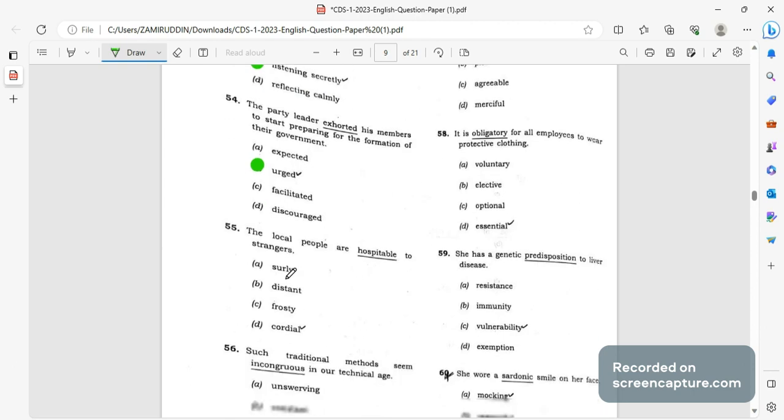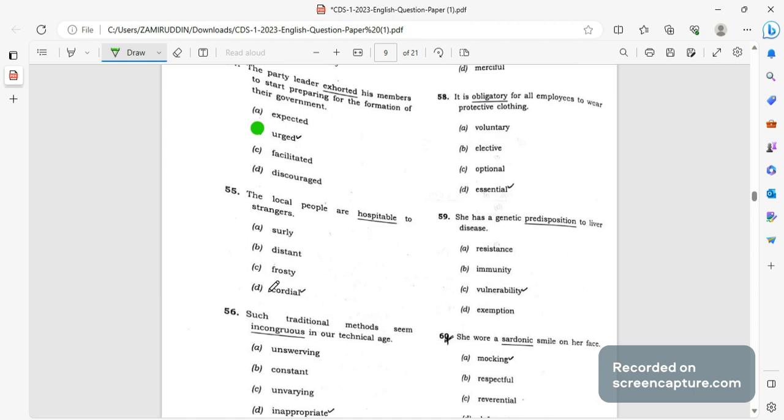The local people are hospitable to strangers. Cordial, cordial, which means kind. Hospitable or cordial are synonyms.